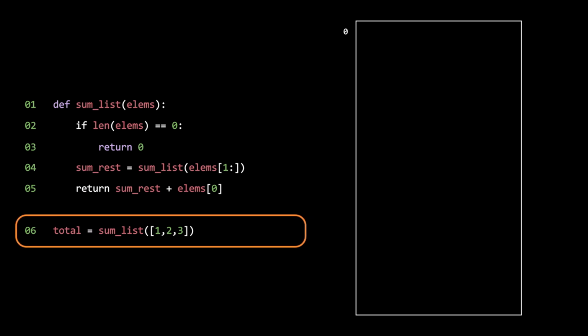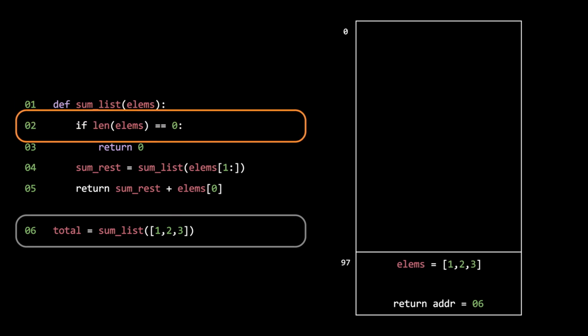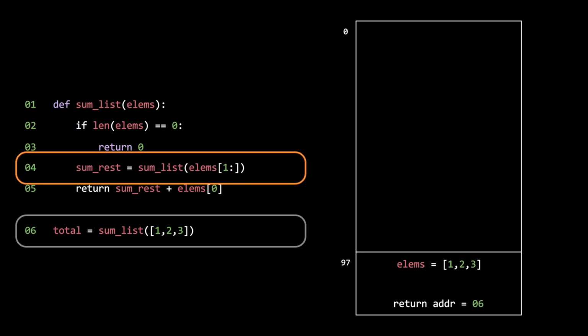Okay, so in doing that, we're going to create a new stack frame. So the stack frame is going to return to line 6 finally when we're finished, and it's going to have the LMs variable, which is initially going to be set to 1, 2, 3, which is what we passed in. We're going to check to see if that LMs is empty. In other words, the length of LMs is 0. It's not, so then we go on and make a recursive call of LMs 1 colon.